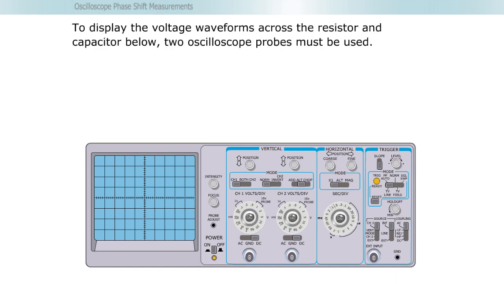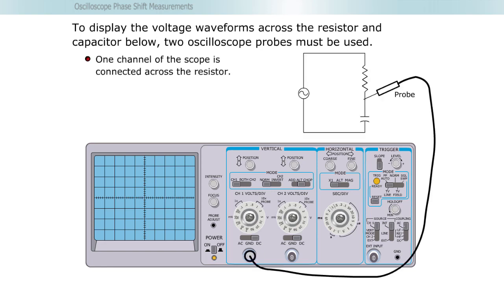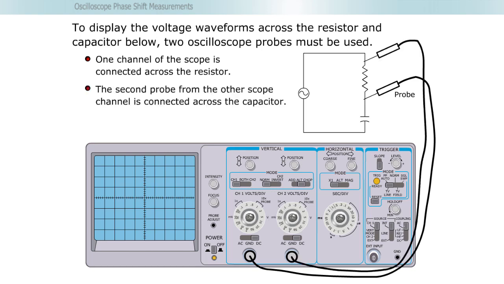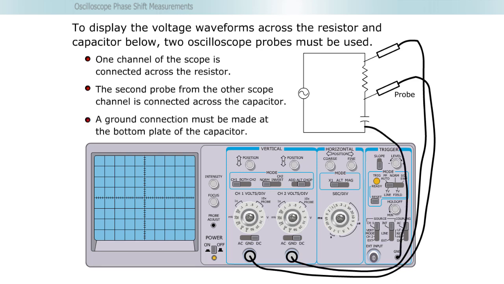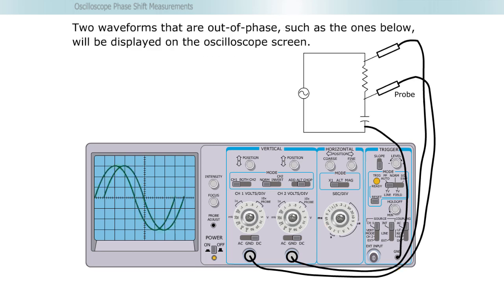The number of degrees they are out of phase is determined by the relative values of the components. To display the voltage waveforms across the resistor and capacitor below, two oscilloscope probes must be used. One channel of the scope is connected across the resistor. The second probe from the other scope channel is connected across the capacitor. A ground connection must be made at the bottom plate of the capacitor. Two waveforms that are out of phase, such as the ones below, will be displayed on the oscilloscope screen.